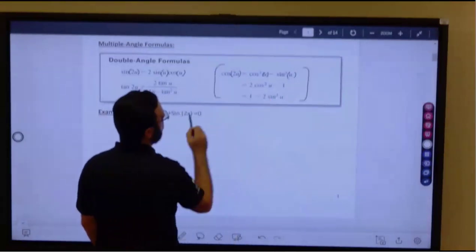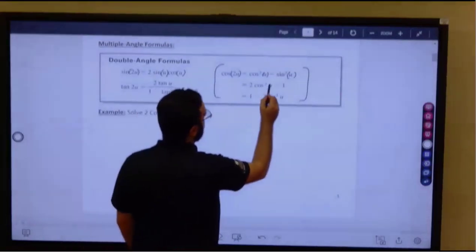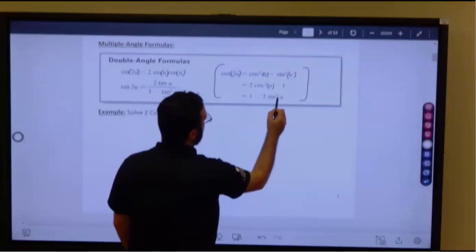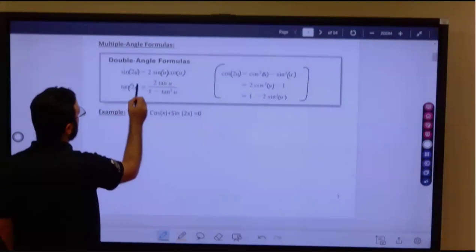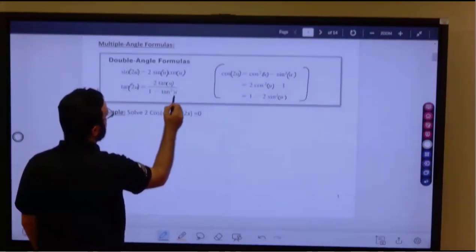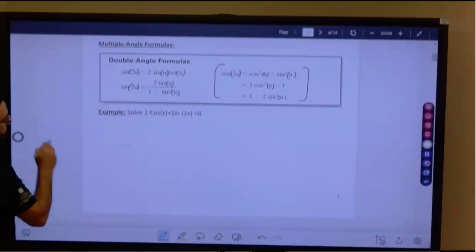You can use the first one, the second one, or the third one, which is 2 cosine squared u minus 1, or 1 minus 2 sine squared u. Or tangent 2u is going to be 2 tangent u over 1 minus tangent squared u. So here's the first part of the section.